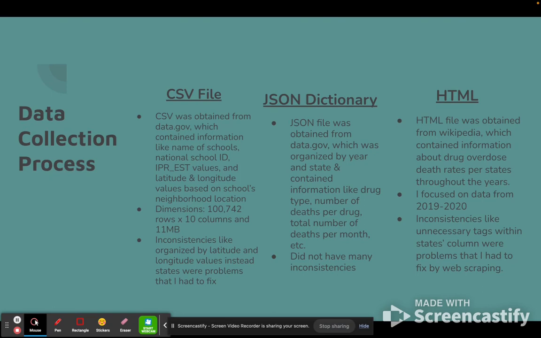Then for my JSON file, the JSON did not have many inconsistencies, and it was obtained from data.gov as well, which was organized by year and state and contained information like drug type, number of deaths per drug, total number of deaths per month, etc. Then for my HTML file, the HTML was obtained from Wikipedia, which contained information about drug overdose death rates per state throughout the years. I focused on data only from 2019 and 2020. Inconsistencies like unnecessary tags were things I needed to deal with.